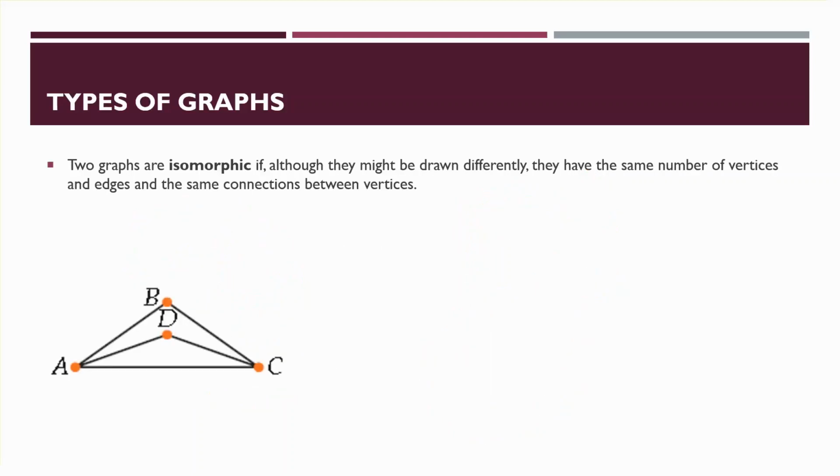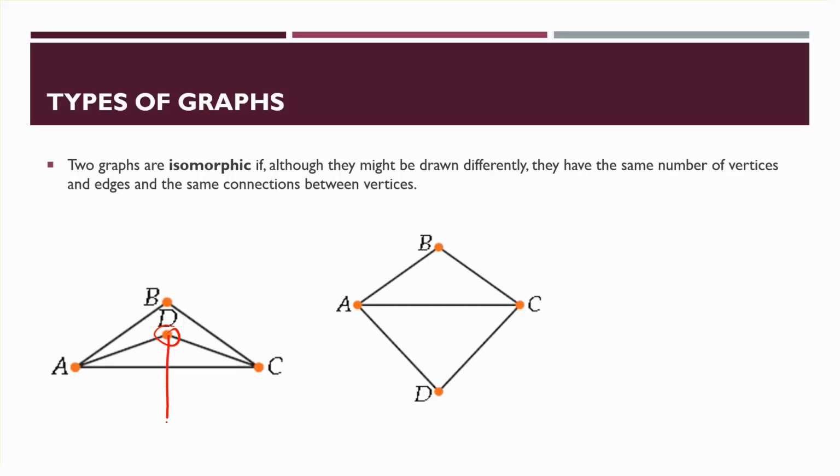Other types of graphs: we say that two graphs are isomorphic if, although they might be drawn differently, they have the same number of vertices and edges, and the same connections between the vertices. I've got a couple of examples here, and it should hopefully be really easy for you to understand eventually. If we were to move D down to here, obviously this edge would move and this edge would move and it would end up going down like this. If you have a look over here, that's exactly what we've done.